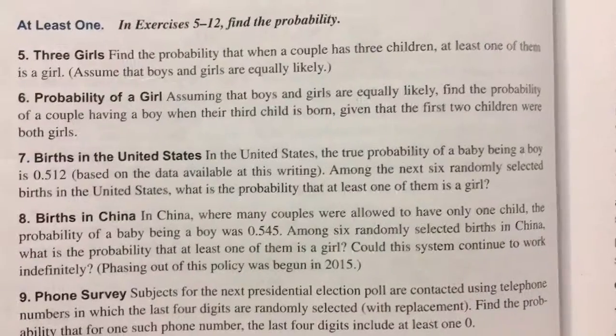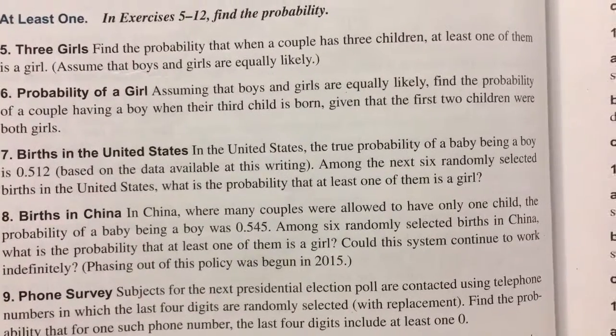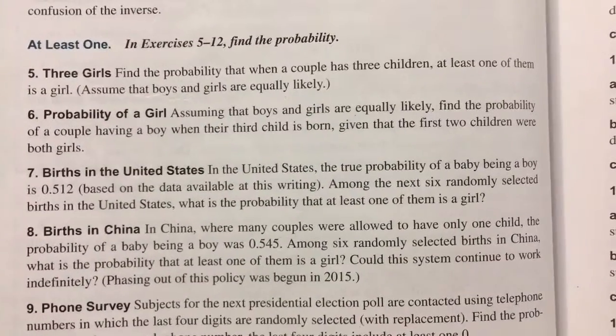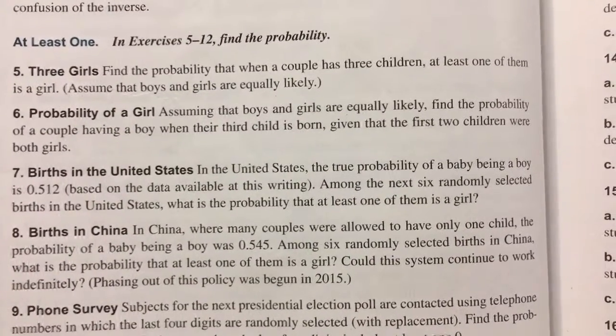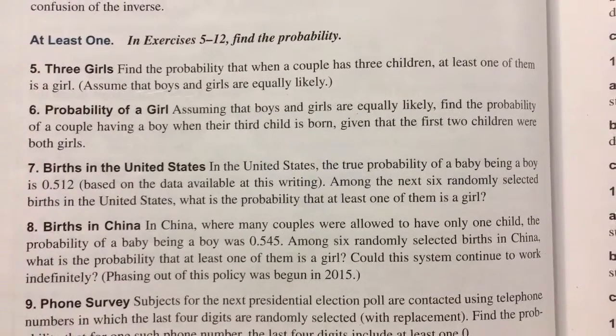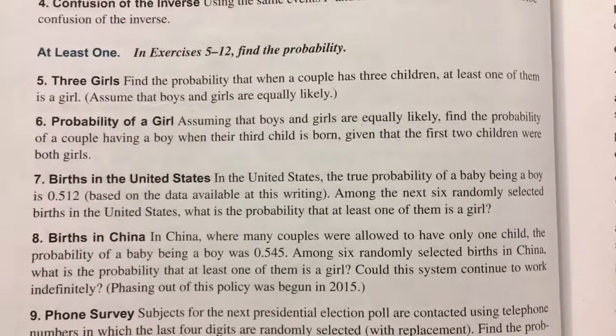The first one is exercise number 7. And this one is very simple because we're doing the probability of at least one girl. Here is number 7, births in the United States. In the United States, the true probability of a baby being a boy is 0.512 based on the data available at this writing. Among the next 6 randomly selected births in the United States, what is the probability that at least one of them is a girl?